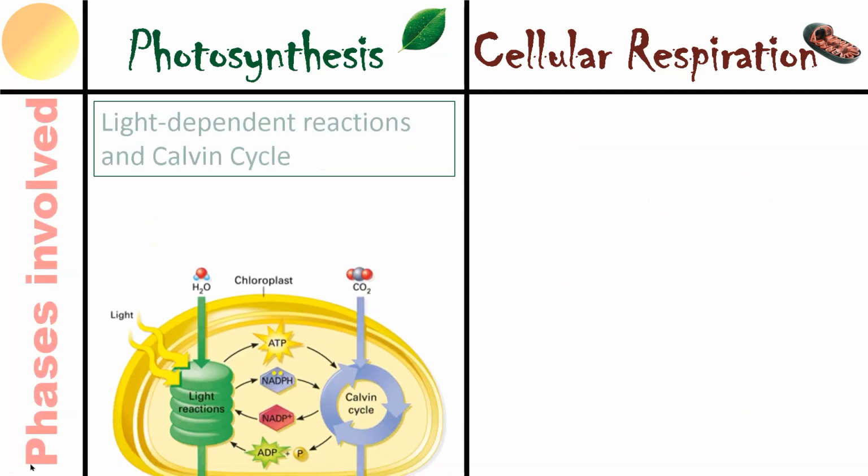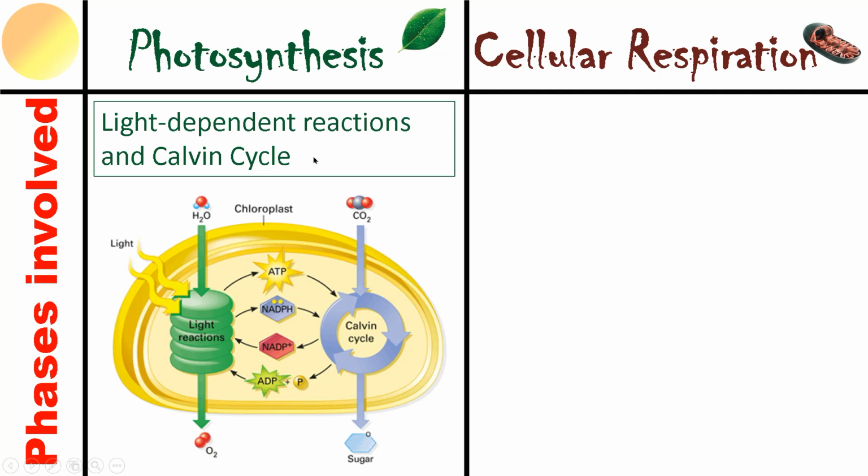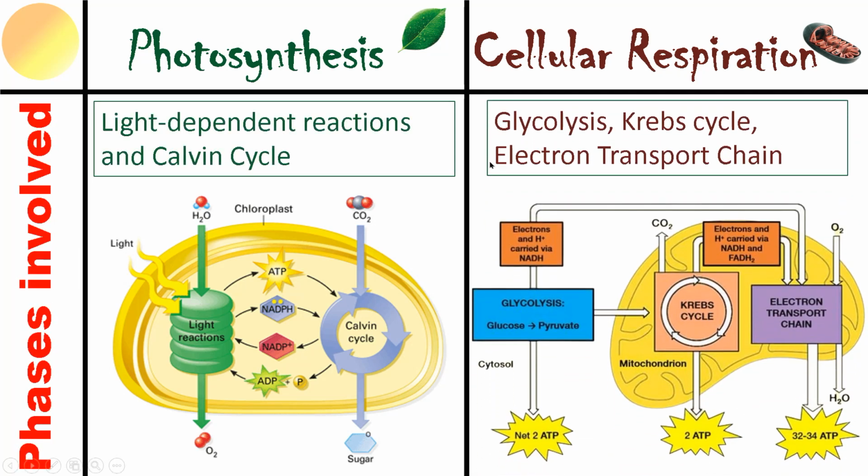Phases of photosynthesis. Photosynthesis has two phases. The initial part is light-dependent reactions, which take place in the thylakoid membranes of chloroplast, and the later part is the Calvin cycle, which operates in the stroma part of chloroplast. Cellular respiration is made up of three phases. Initial part, glycolysis, takes place in the cytoplasm of the cell, whereas the Krebs cycle and electron transport chain system both operate in the mitochondrion.